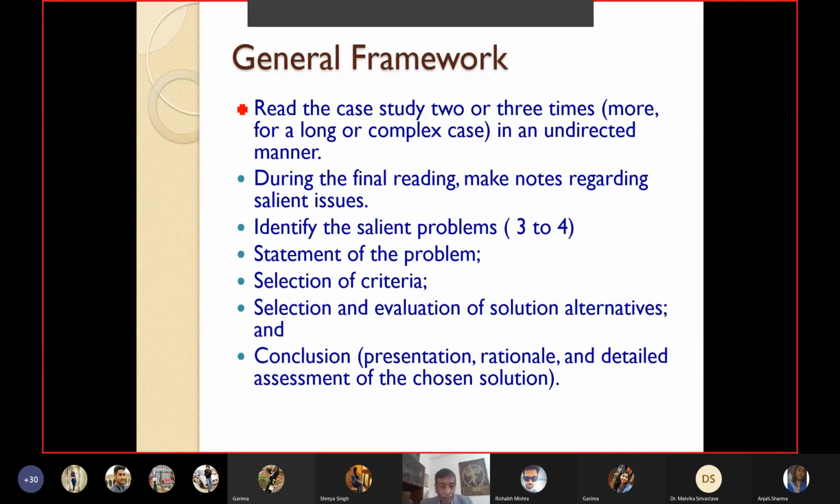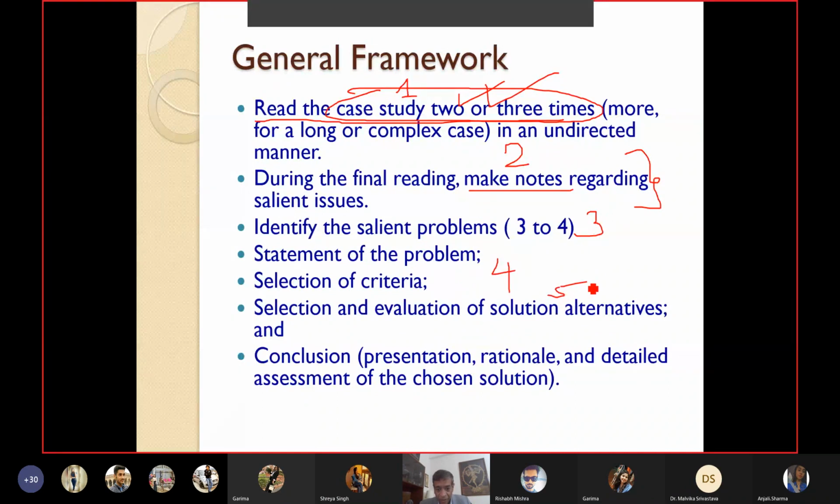So, general framework. Read the case study 2 or 3 times. Keep reading the case calmly, peacefully at your home, 2 or 3 times at least. Then, when you're reading, make notes. So, A, read. B, make notes. Identify the problems. Then look at solutions, selection of the best alternative solutions, and then make your recommendations.